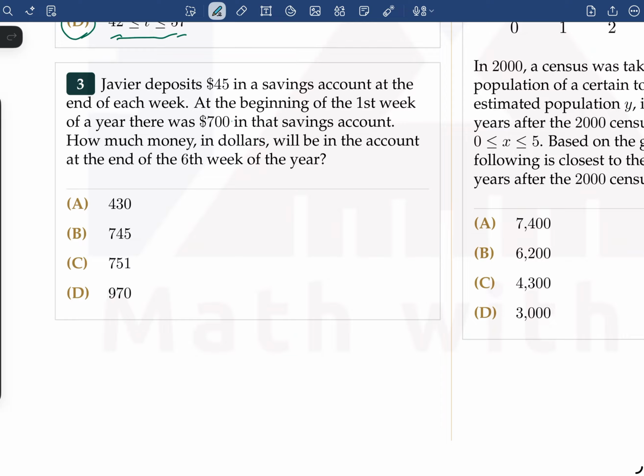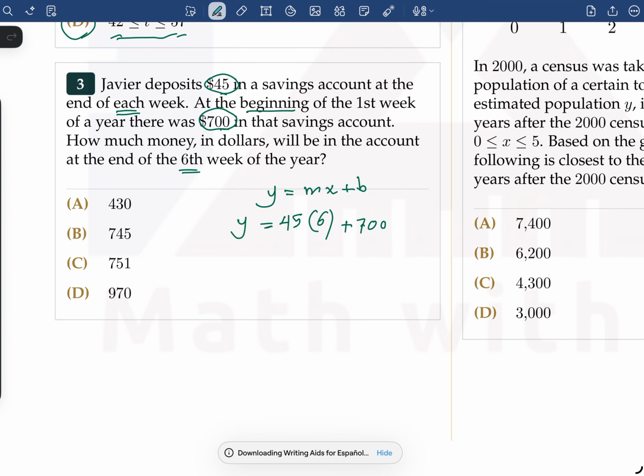So in the beginning, we have this 700. So we can consider this as b. So our equation is y is equal to mx plus b. And b here is the initial number, which is the beginning. So here 700, we start with this number. And the m is the amount of money that's deposited each week. So in each week, we need to take this 45 instead of m. And x here is the number of weeks. But because at the end we need the 6th week, this means that x is equal to 6. And then we get the value of y by calculating this.